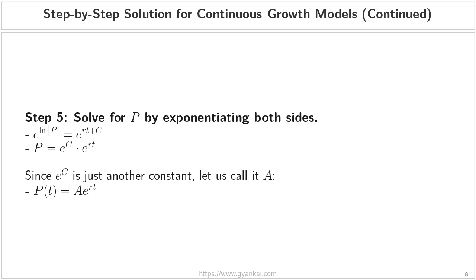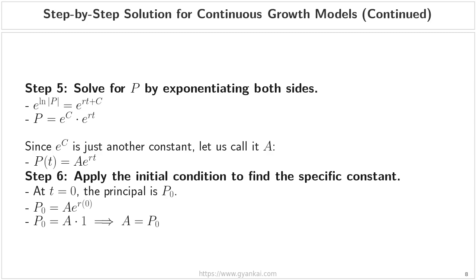Now, here is a helpful trick. Since e raised to the power of C is just another constant, we can rename it as a capital A. This gives us our general solution: P of t equals A times e raised to the RT. However, we aren't finished yet.